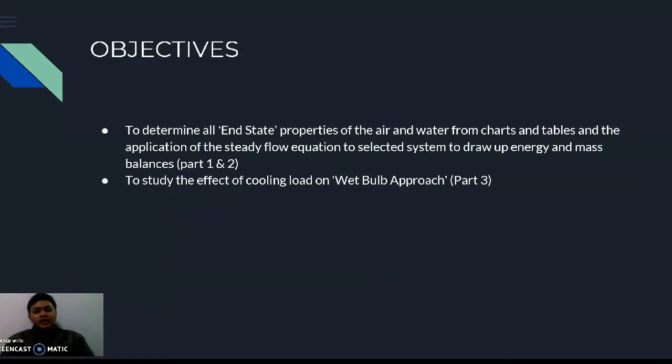Next, I will explain the objectives of our lab. First, to determine all end state properties of the air and water from charts and tables, and to apply the steady flow equation to a selected system to draw up energy and mass balances, which is included in part 1 and part 2, where the parameters tested were air and water flow rate. The second objective is to study the effect of cooling load on wet bulb approach, where different cooling loads were used to fulfill the objective.